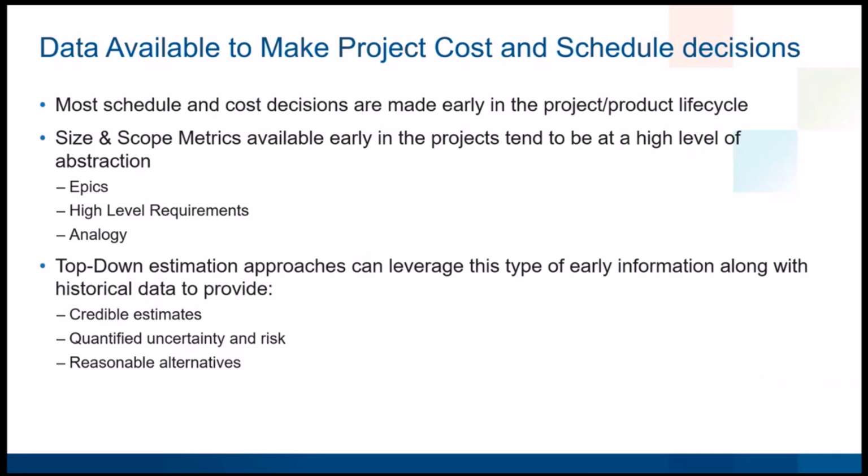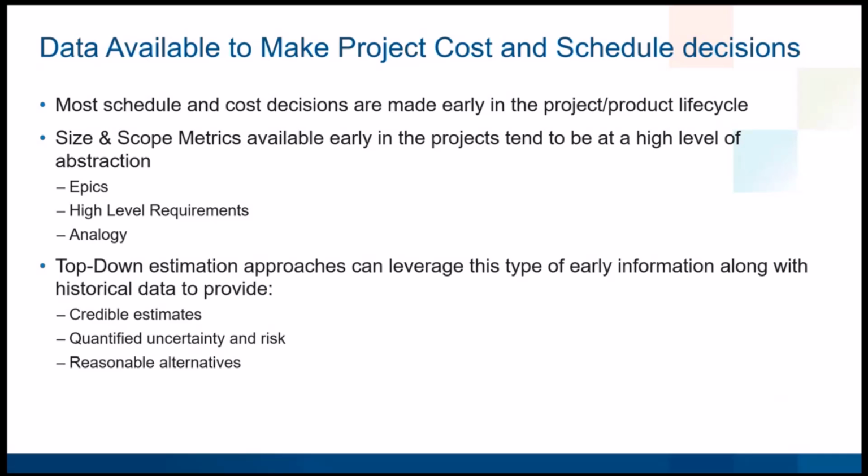If you think about when most cost and schedule decisions are made on software projects, it's usually very early in the product life cycle. Size and scope metrics available at this stage are fairly high level. We can usually find things like epics in an agile Scrum environment or high-level requirements. And if nothing else is available, we can do t-shirt sizing based on analogies of how this project compares with other projects we've developed in the organization.